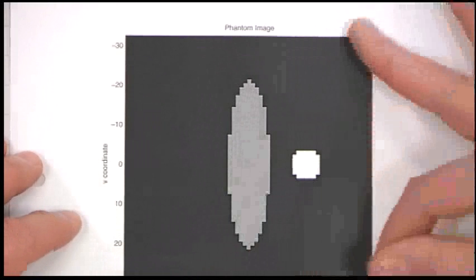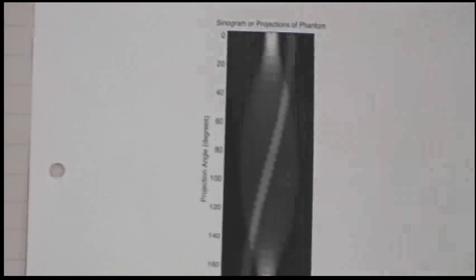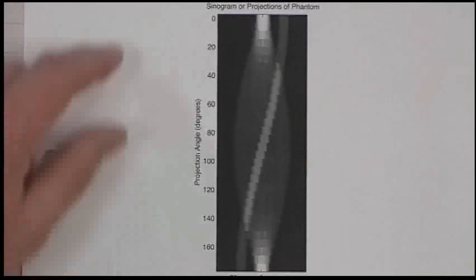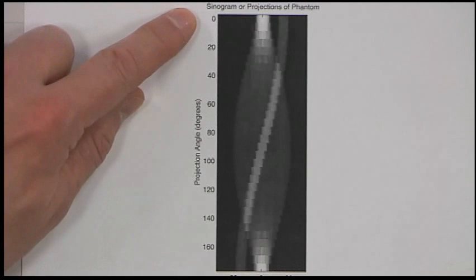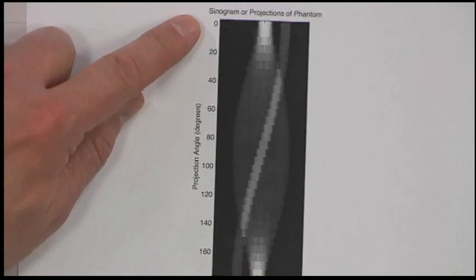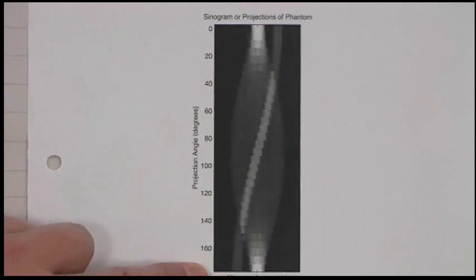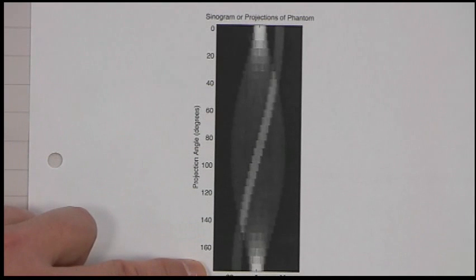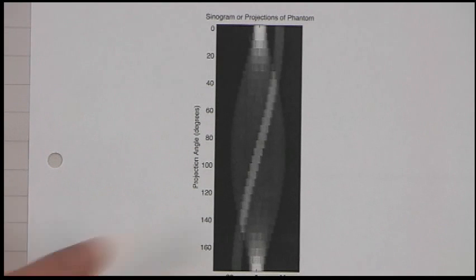It's only 64 by 64. So then you take the projection. These are the projections. Now the projections are computed at different angles. Generally, you compute the projections between 0 and 180 degrees, because if you compute them beyond 180 degrees, then it just starts repeating.